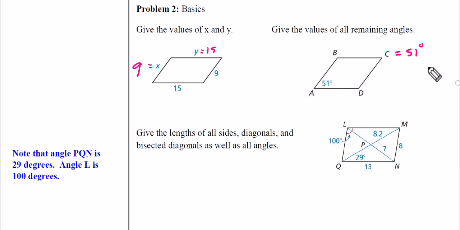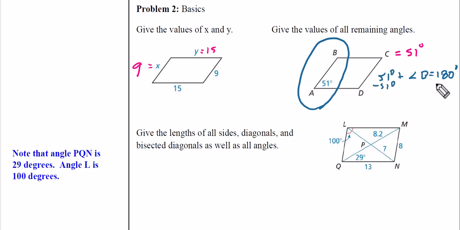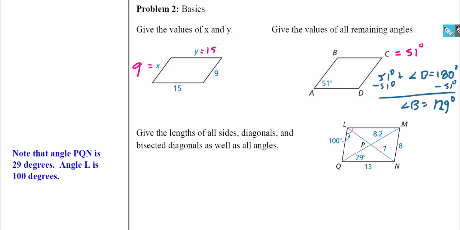But what about these other ones? What about B and D? Well, if we use a property that we know, where the consecutive angles are supplementary, then we could say, for example, that angle A plus angle B is 180 degrees. But we know that angle A is equal to 51 degrees. So we subtract 51 degrees from both sides, we can get that angle B is 129 degrees. Now if B is 129 degrees, then D is also 129 degrees because it's an opposite angle.